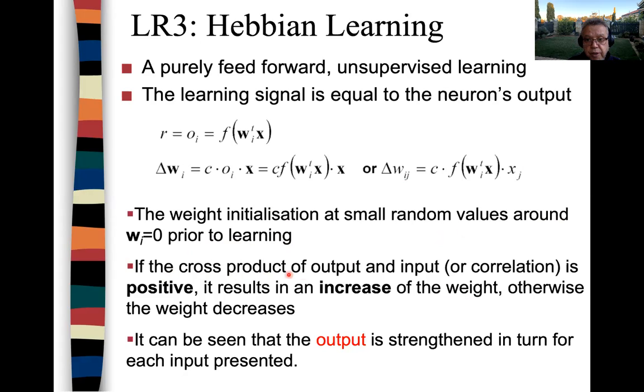If the cross product of the output and input, or the correlation, is positive, you have an increase of the weight. Your delta W would be positive, and then you would increase the weight. The new weight would become bigger than the previous weight. Otherwise, the weight decreases. And this can be seen as the output is strengthened in turn for each input presented. So every time you present that input, your output would be strengthened.